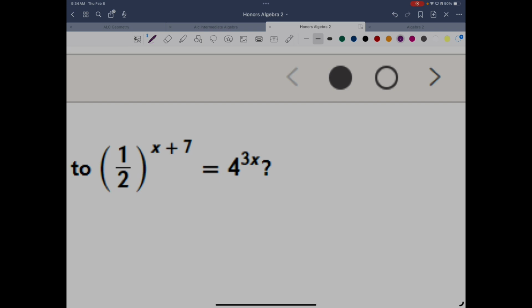Well, 4 is just 2 squared. So I could change that 4 into 2 squared. That hasn't changed it. Now I've got a base sitting there of 2. And if we follow our rules of exponents, when you have an exponent to an exponent, you multiply, so it goes to the 6. Okay, so this is 2 to the 6x.